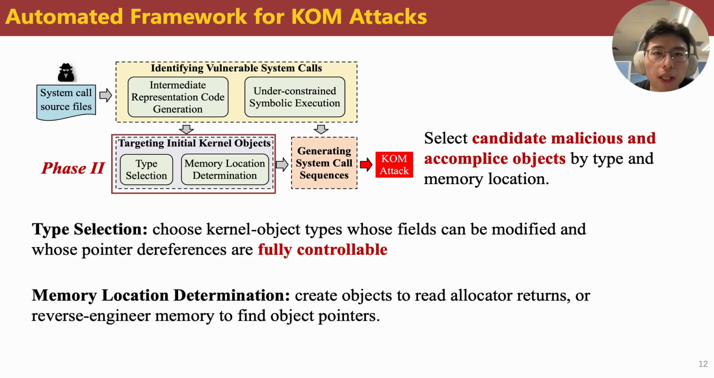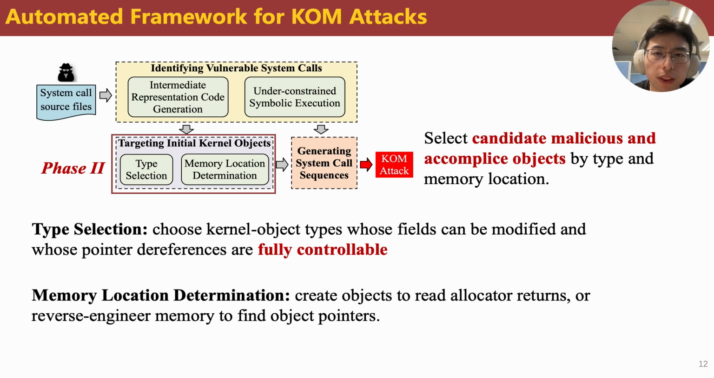In phase 2, we identify which objects can serve as malicious or accomplice kernel objects. For kernel object types, we pick types with modifiable fields and fully controllable pointer dereferences. We prioritize pointers with fully controlled pointer dereferencing, which enables arbitrary memory read or write operations. When dereferencing these pointers for a memory write, the data written is either assigned via a system call parameter, or a member variable within the kernel object, both of which can be controlled by the attacker.